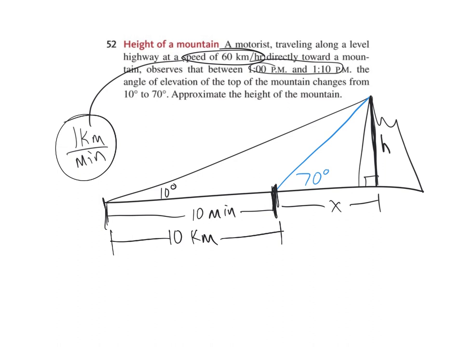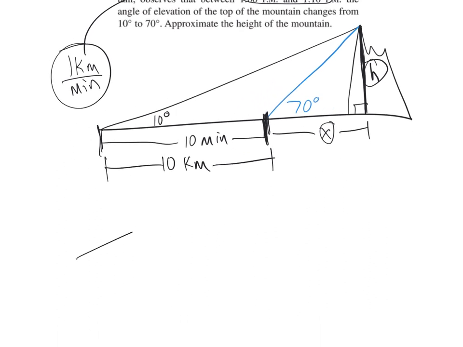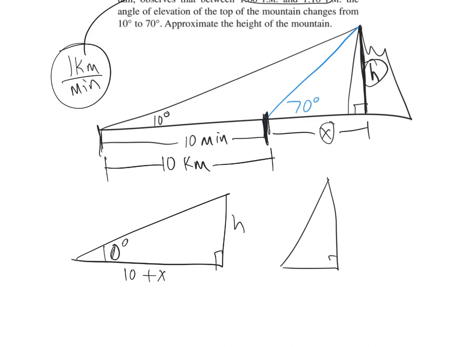We don't know the next distance to the mountain. That's x. The angle of elevation to the top of the mountain at that point is 70 degrees. Started at 10 and now it's 70. Now we need the height of the mountain. So the height of the mountain in both triangles is the same. So we're going to set up two equations and two unknowns because we have x and an h. So let me rewrite this. We have the big triangle here at 10 degrees, okay, and this is h, and this is 10 plus x kilometers. And then we have a taller triangle.